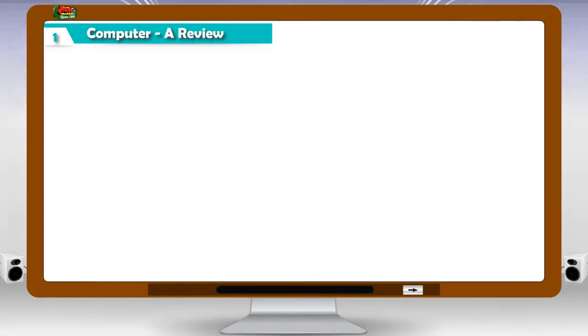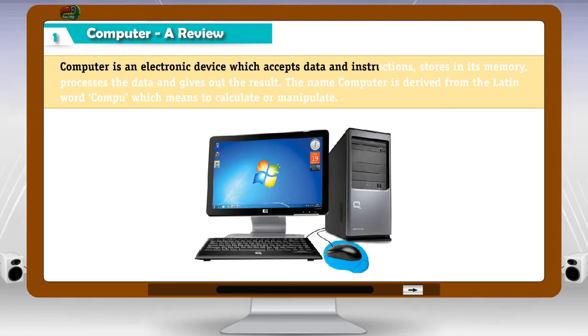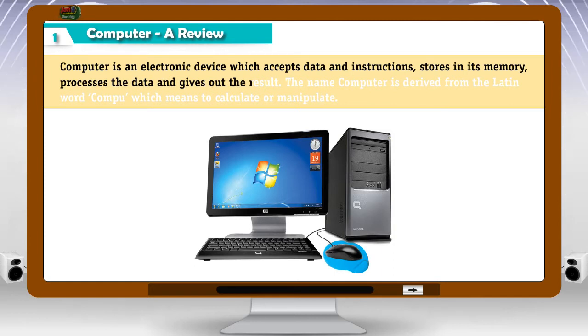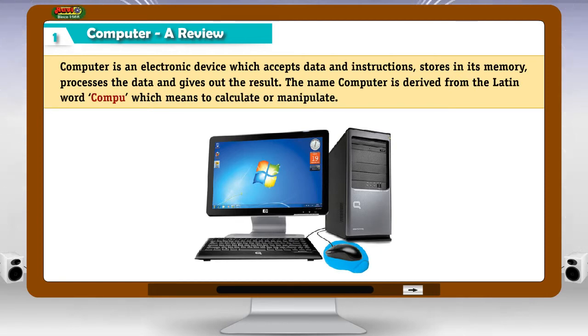1. Computer. A review. Computer is an electronic device which accepts data and instructions, stores them in its memory, processes the data, and gives out the result. The name computer is derived from the Latin word compu, which means to calculate or manipulate.